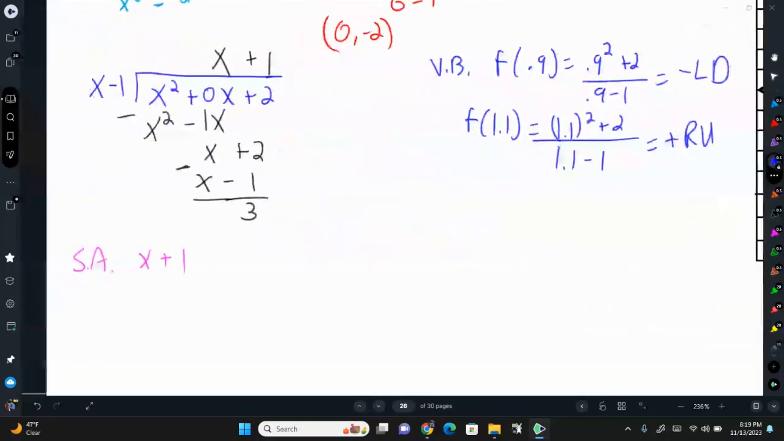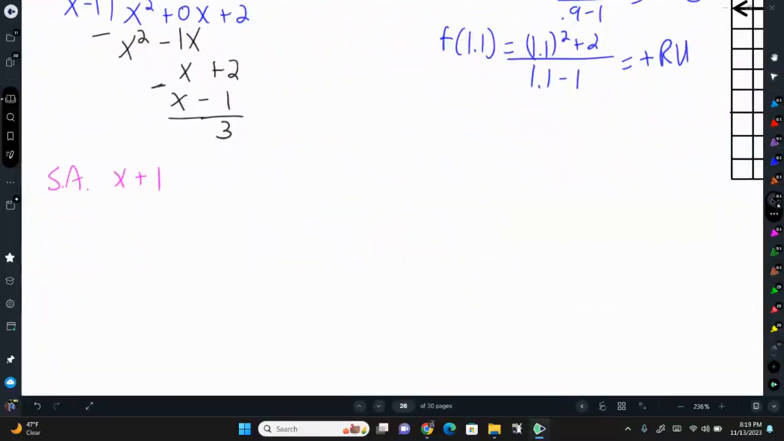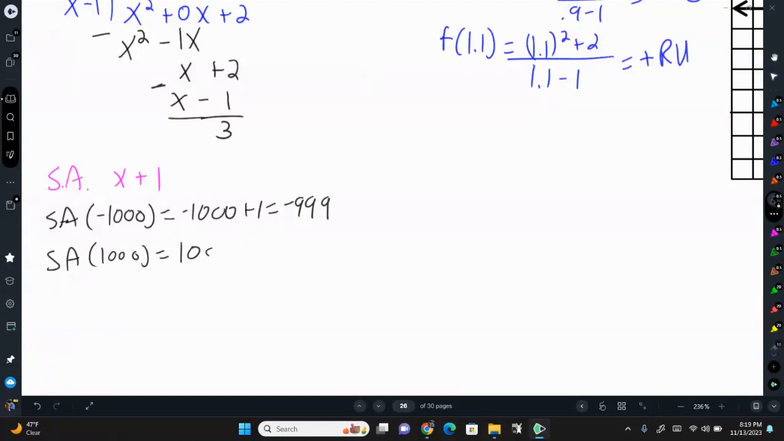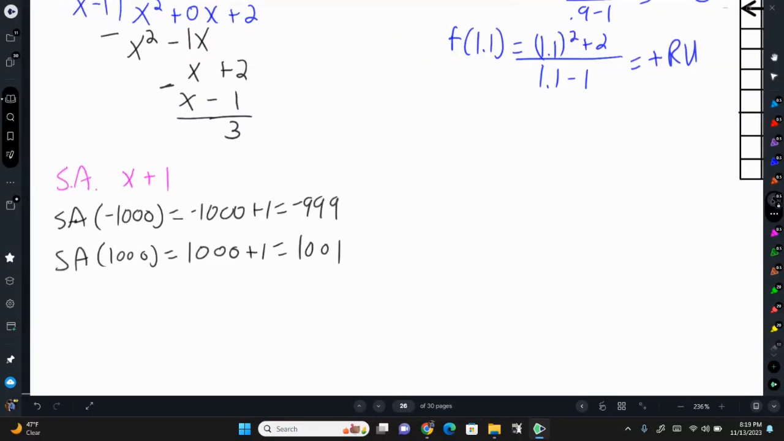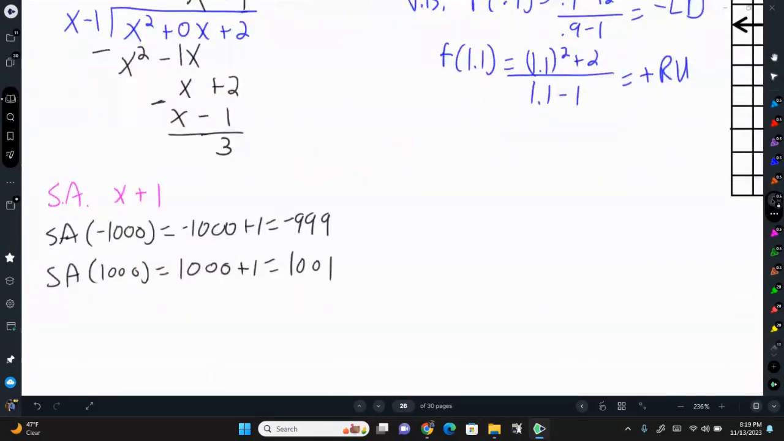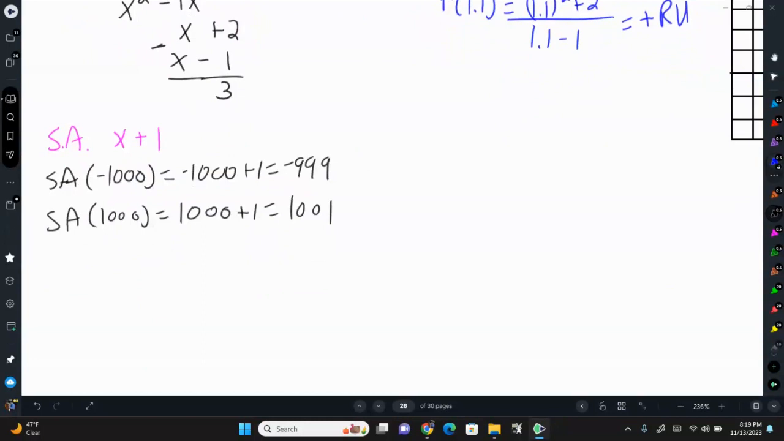So we have now to evaluate our asymptote at negative 1,000, which is negative 1,000 plus 1, or negative 999 here. And then we have to evaluate our slant asymptote at positive 1,000, which will give us 1,001. Okay, so then let's now evaluate the function at negative 1,000 and positive 1,000.